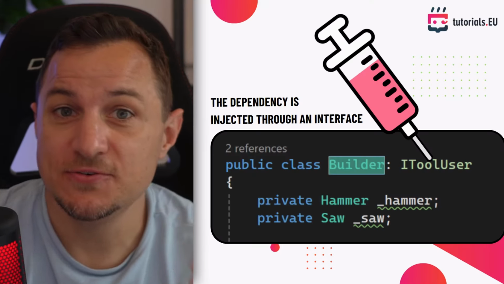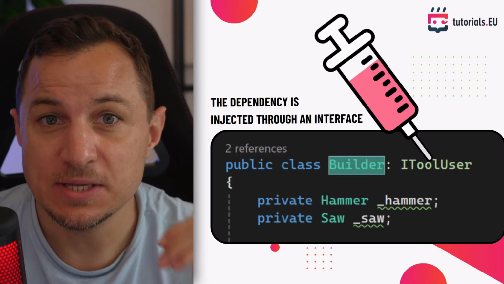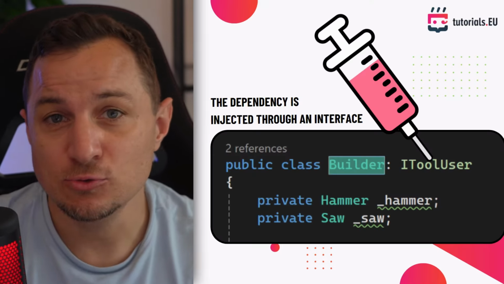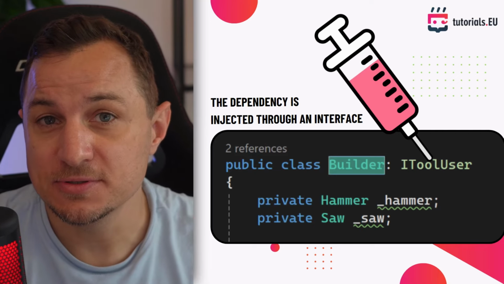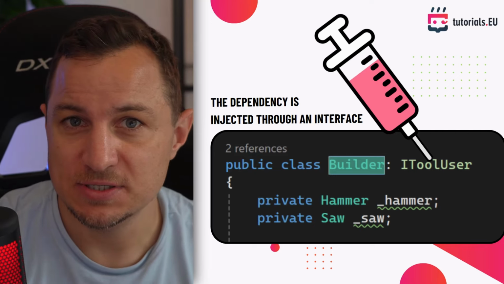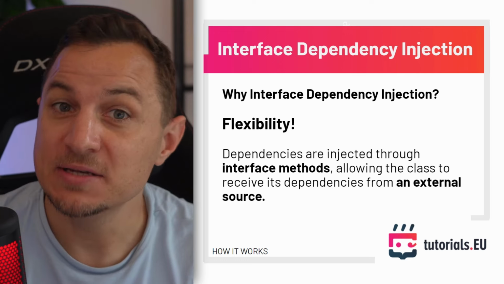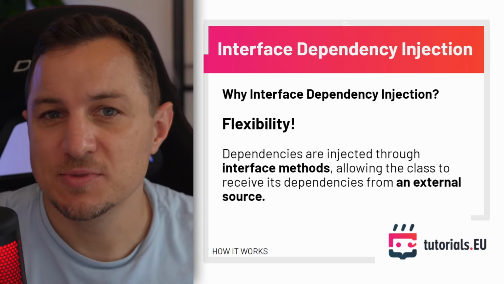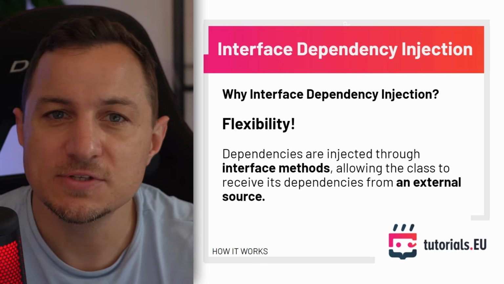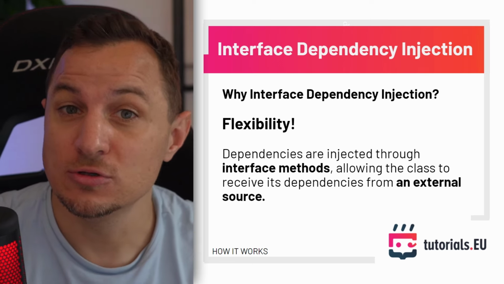Okay, so now let's try and understand this a little better. So interface injection. In this case, the builder class implements the IToolUser interface, which defines methods to set their dependencies. The advantage of this is that it gives us flexibility. So the dependencies are injected through interface methods, allowing the class to receive its dependencies from an external source.